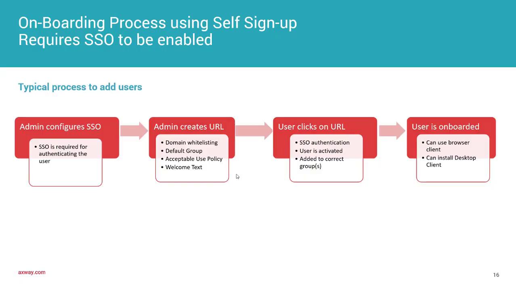So as a summary, after the administrator configures single sign-on, the administrator can create a URL for the end users to self-sign up. He distributes that URL to the end users. When they click on the URL, they will authenticate to the single sign-on provider, the IDP. That means the user is at that moment authenticated. They will get an email to verify the email address they used to sign up. And if they click on that URL in that email, at that moment their account is activated and also added to the correct groups. For the rest, the end users can use from that moment the browser client or install the desktop client to work with Syncplicity.